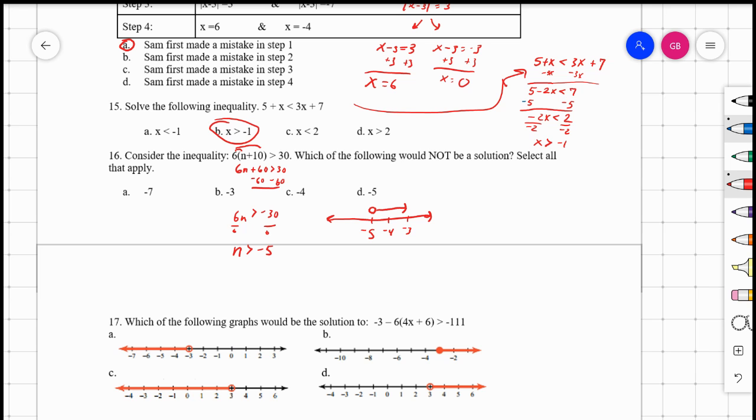Which of the following are not solutions? So if it's not a solution, it'll be any number over here on this side. So -7 is not a solution. It's on the left. -3 is, -4 is, -5 is not a solution because it's open. If it's an open circle, it's not part of it. If it's closed, it is. But this one's open. So if it's open, it's not part of the solution.